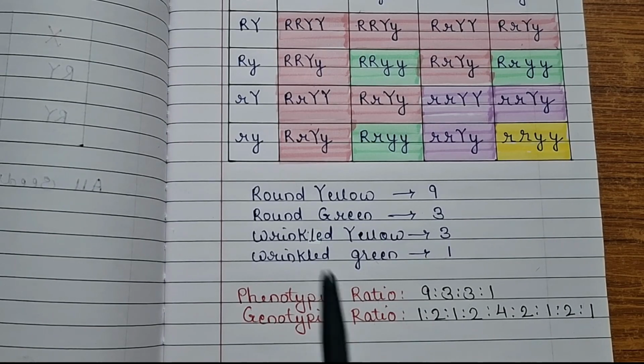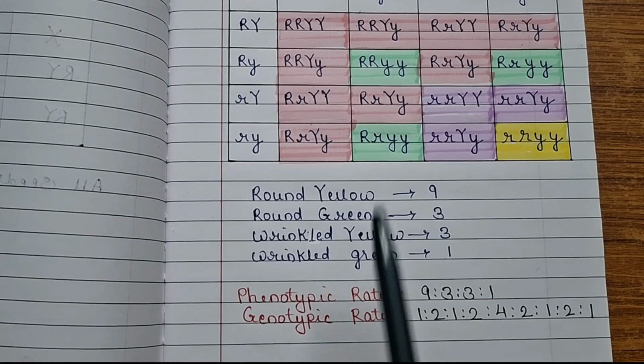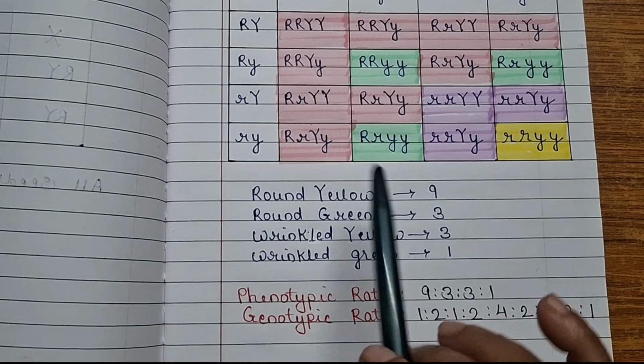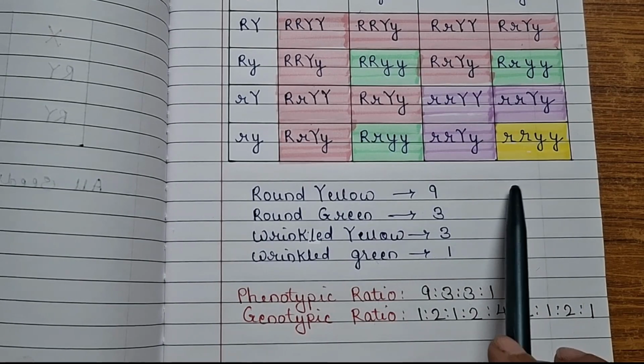So I think how to write the checkerboard and how to write the phenotypic and genotypic ratio for this checkerboard is quite clear to you. The F2 generation of the pea plant is quite clear. As I said, this is a very important question for the board exam.